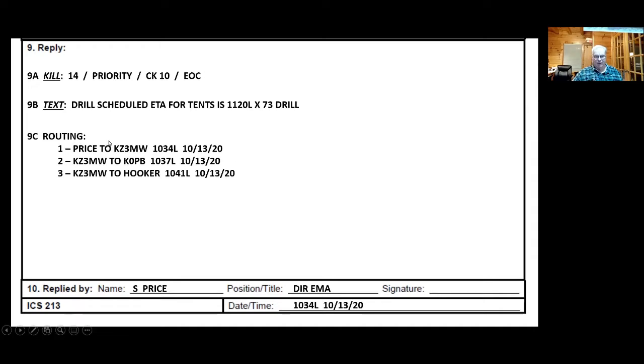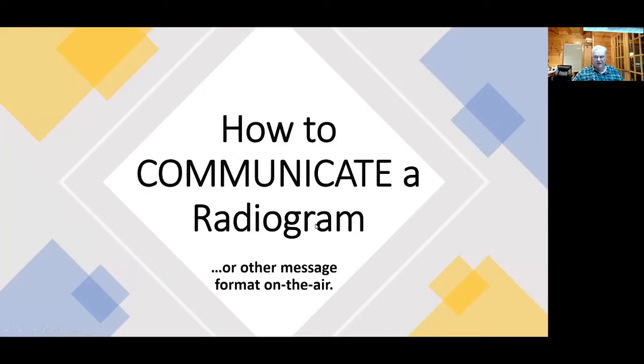Routing: Price to Mark. Mark sends it to Pocono Bob. And this is wrong. This should be Pocono Bob gives it to Hooker. Got to fix that. And it was sent by Steve Price, Director EMA, and so forth. Got it so far? Should I save the balance to next week, or go on? I have a question. Go ahead.